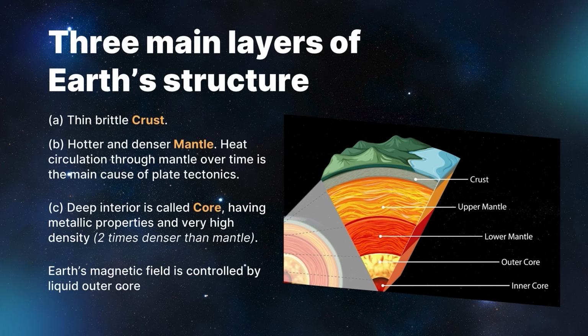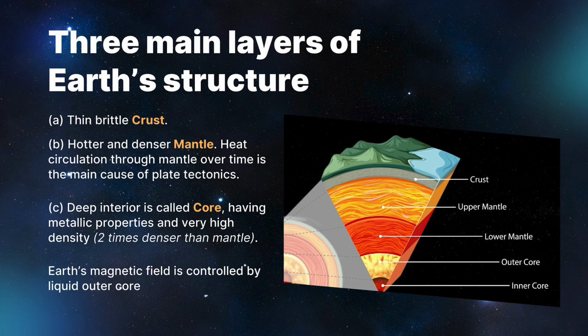Then you have a hotter and denser mantle. Heat circulation through the mantle over time is the main cause of plate tectonics. Plate tectonics is an important process through which various continents and oceans have been formed, and plate tectonics is directly related to the hotter and denser mantle.